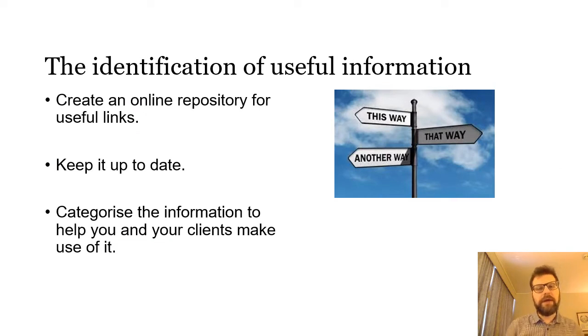So if we think about the identification of useful information, what we're talking about here is creating something like an online repository for useful links. We might want to make sure that we keep that up to date, and then we might try and categorize that information to help you and your clients to make use of it. And actually, when we do that categorization, we're really moving into the next level where we're thinking about how we create an interpretive layer. So we're finding things that we think are useful and we're making them available online to our clients.